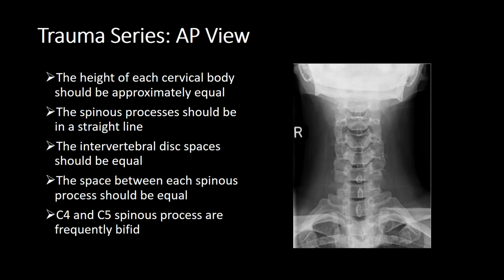Our AP view. Let's start off at the bottom. T1, 7, 6, 5, 4, 3. This is an adequate image. It's got everything included. The height of each cervical vertebra should be approximately equal. Your spinous processes should all be in alignment. The intervertebral disc spaces should be equal, and the space between the spinous processes should be equal.